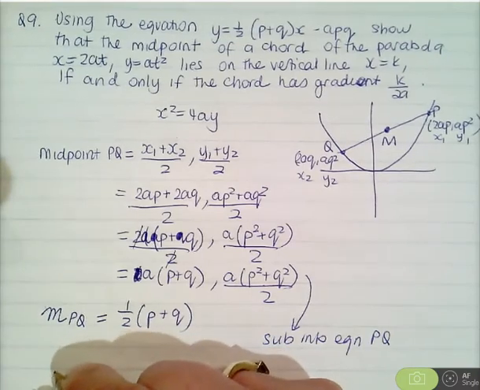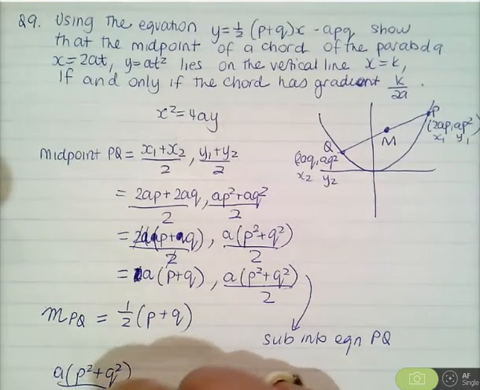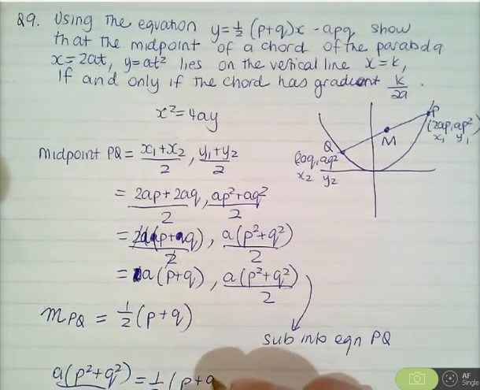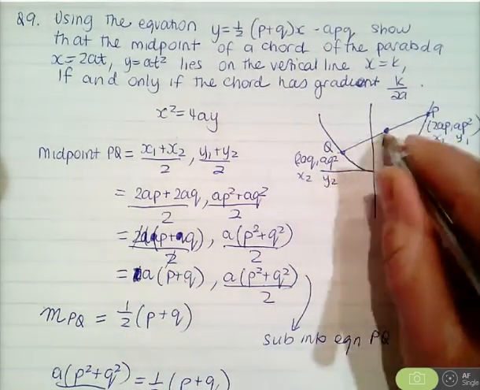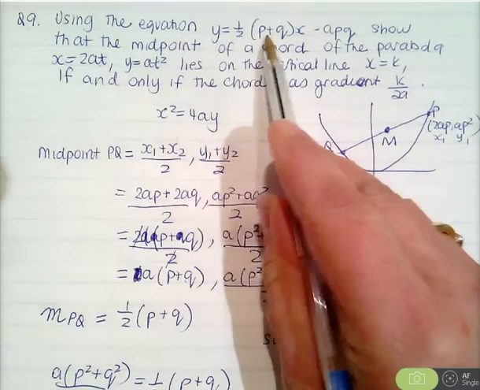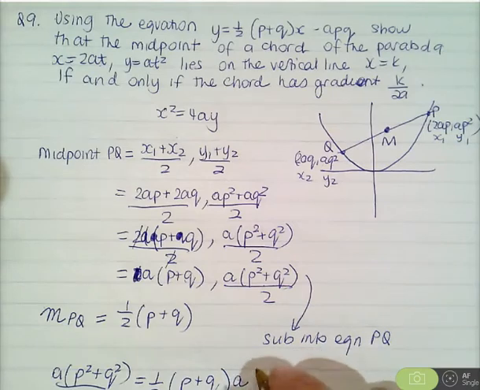So we've got y, which is a(p squared plus q squared) over 2, is equal to a half (p plus q) times x. Remember, M is the midpoint and it lies on that line, so I can substitute it into it. So I've got a half (p plus q). Now I'm substituting the x value, which will be this, a times (p plus q).